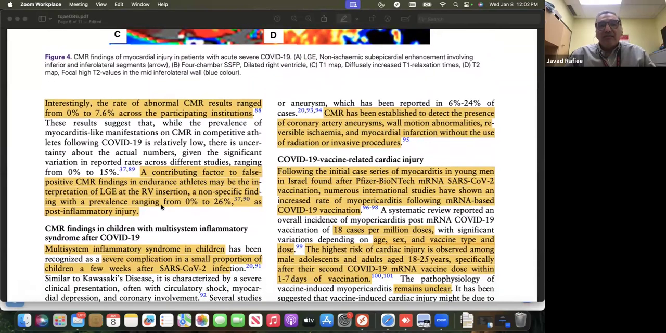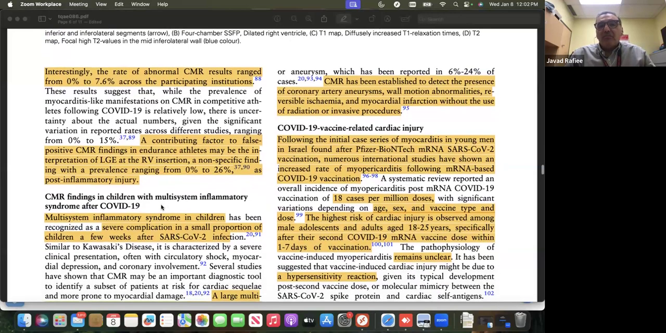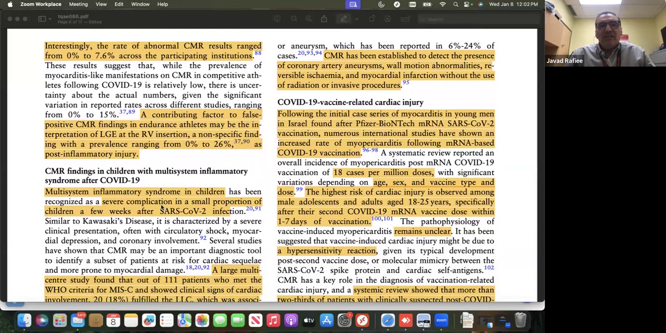Also, there is significant false positive of cardiac MR findings in the athletes. It could be due to fibrosis in the RV insertion point. So as you see, there is a very low risk of adverse cardiac events in the athletes group.